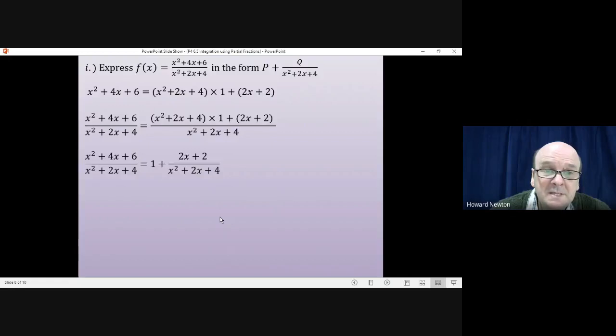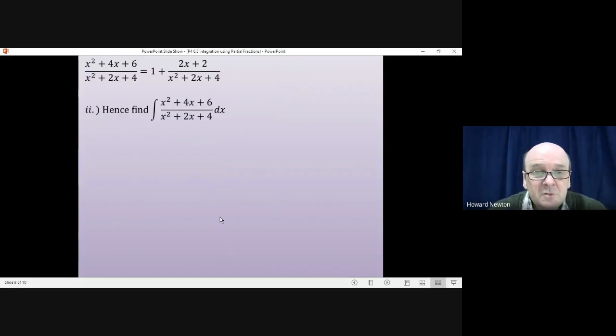That's part 1 complete. Part 2 says, using this, hence find this integral. So I'll let you have a go at doing that. So you rewrite this in that form, and then you have to carry out the integration. Now there's a trick here when you have to integrate this second term to do with logs, but it's very easy to miss it. I'll let you have a go yourself first. So pause the video, see if you can do this, and then come back to me when you're ready.